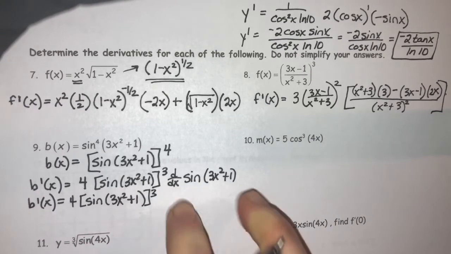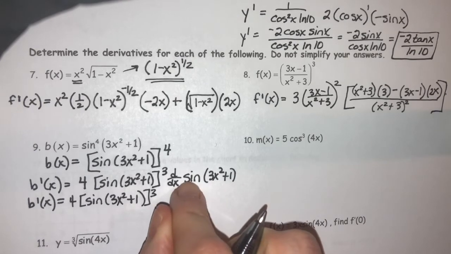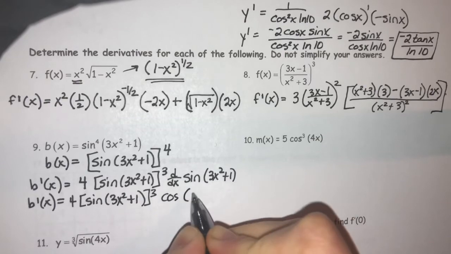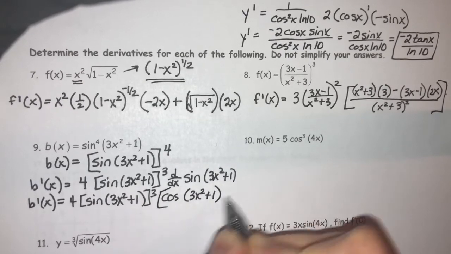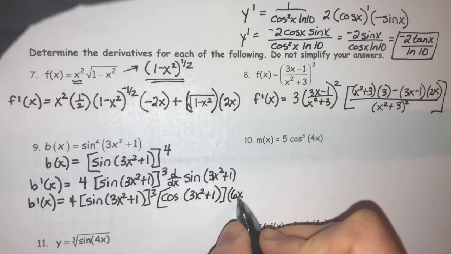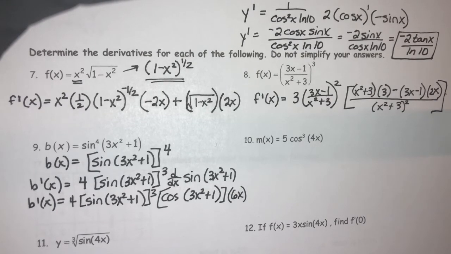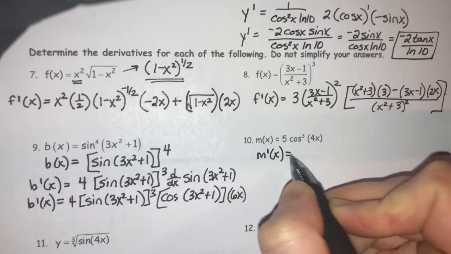And now I'm going to take the derivative of that inside function. So derivative of sine is cosine. Copy the inside function, and then multiply times the derivative of the inside function, which would be 6x. And now we're done, since we don't have to simplify. All right, number 10. M prime of x is equal to.